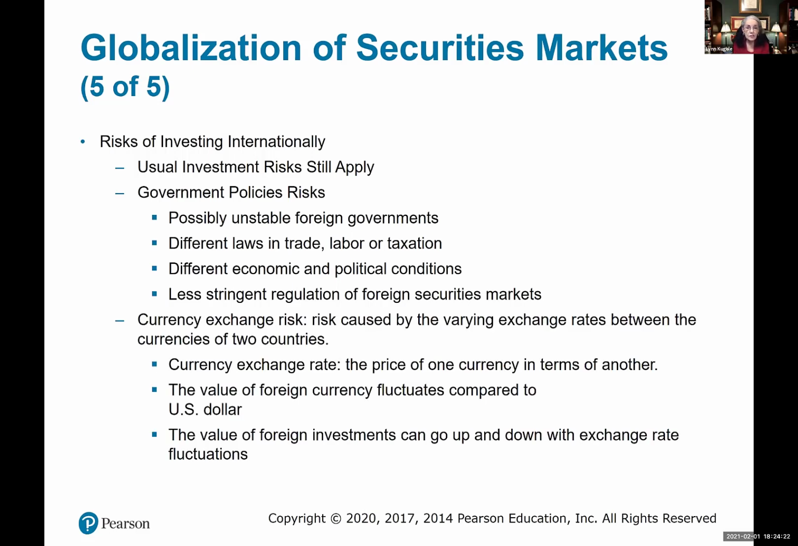And you've got currency exchange risk. This is the risk that you're investing in a foreign currency. And while the price of what you own may go up, the exchange rate may change the other way and wipe out your gains.